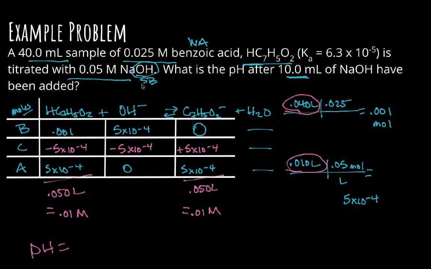The pKa for this one will be the negative log of 6.3 times 10 to the negative fifth plus log base over acid. So the pH would be 4.20.